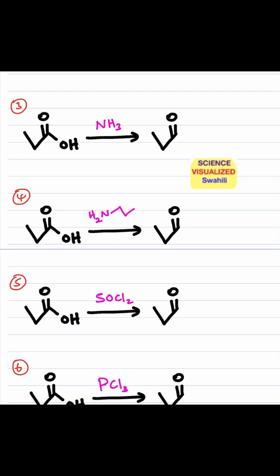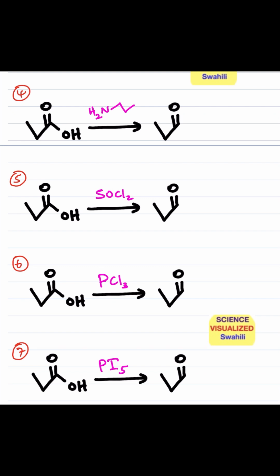Number 3, reaction with amines. In this case, ammonia, so NH3, and you end up substituting that. So you end up with NH2 here because ammonia is a neutral nucleophile. You lose one hydrogen, so you end up only adding NH2.